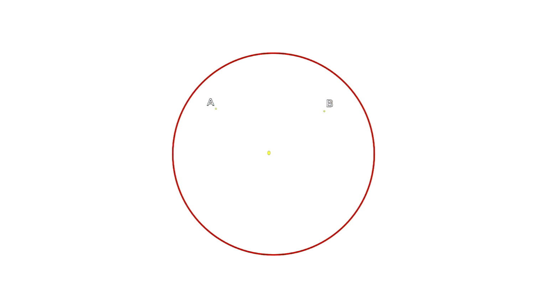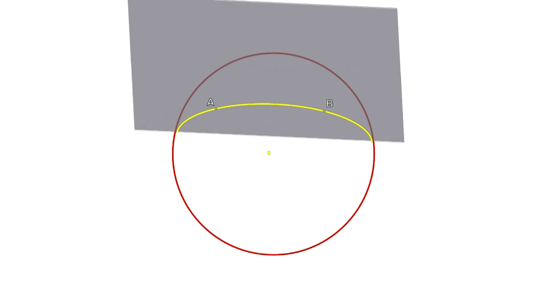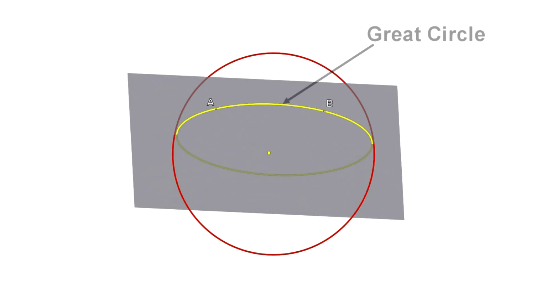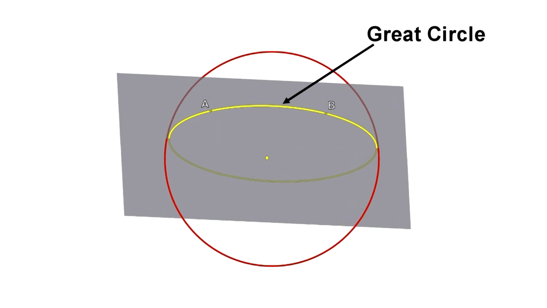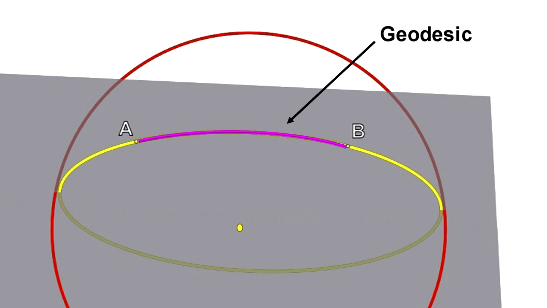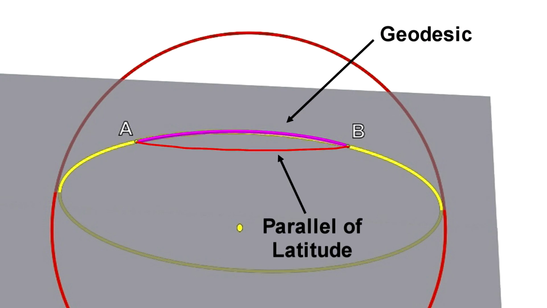Here's the best way to find the geodesic between 2 points on a sphere. First, intercept the sphere with a plane that contains the 2 points plus the center of the sphere. The intersection is called a great circle. The segment of the circle that connects the 2 points is the shortest distance between the 2 points. A parallel of latitude line between the 2 points would be longer.